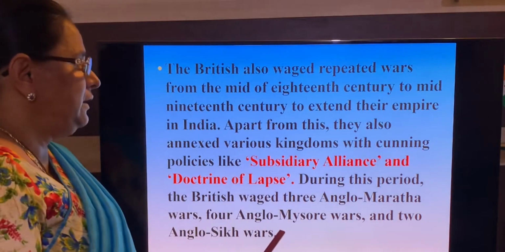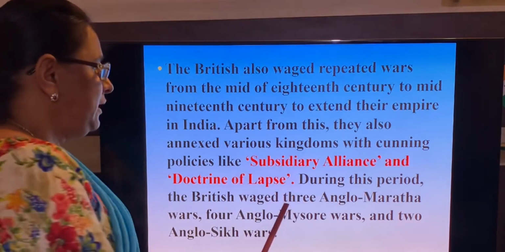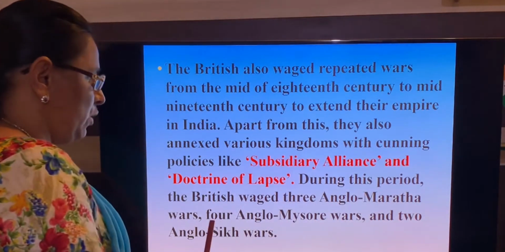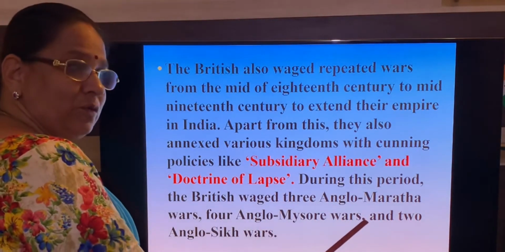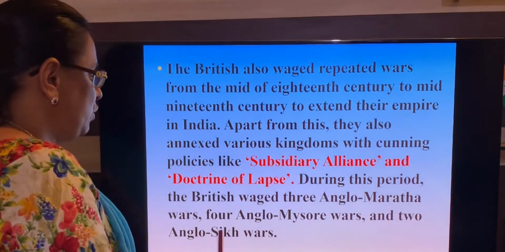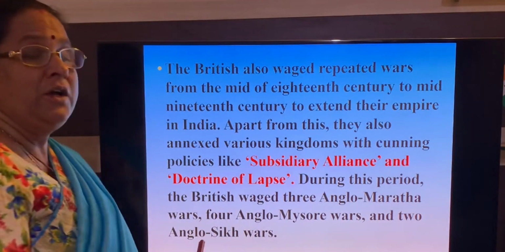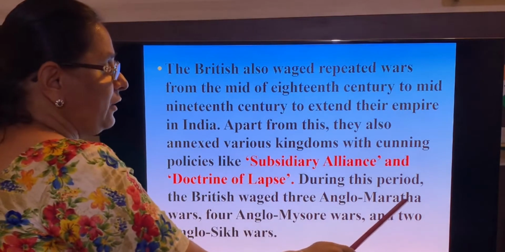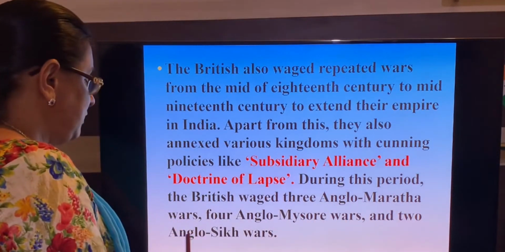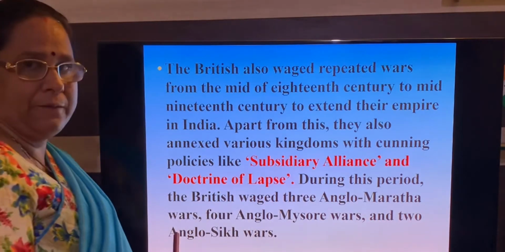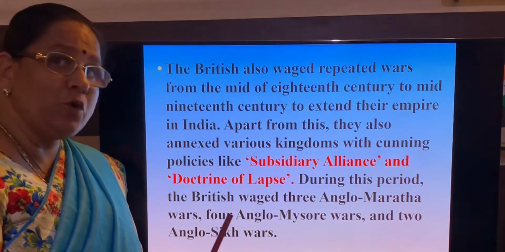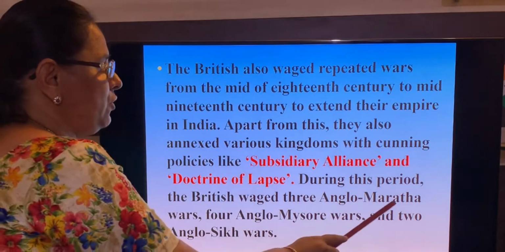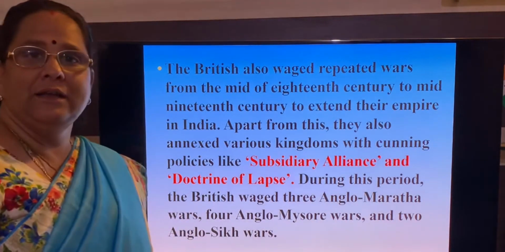So you can see they fought 3 Anglo-Maratha Wars, 4 Mysore Wars, and 2 Anglo-Sikh Wars. So in this chapter, you will be learning about the 3 Anglo-Maratha Wars and 2 Anglo-Sikh Wars. In this session, I am going to teach only about the Anglo-Maratha War. Is that clear, children, now?